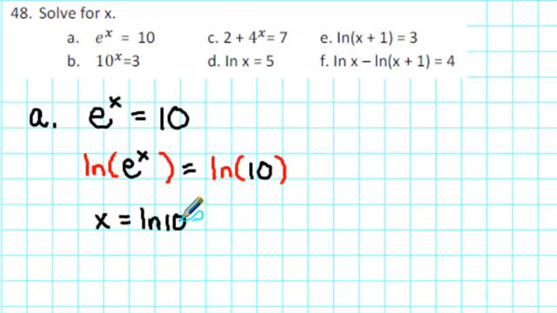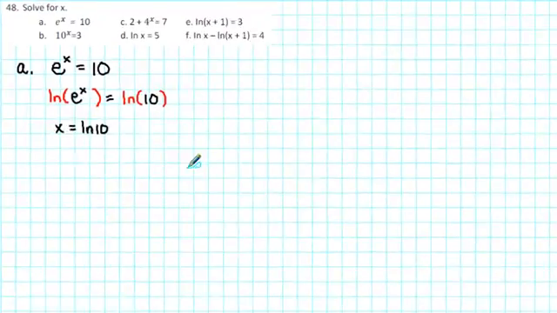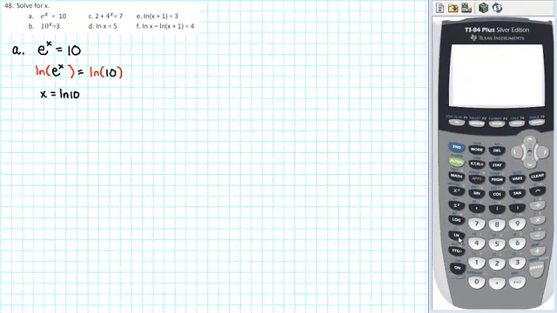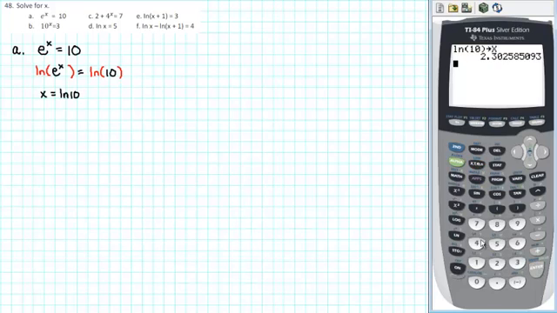Now it's good to check and make sure that your solutions work. You can use your calculator to do that. In this case, we would enter the natural logarithm of 10 as our answer, and then store that as our variable x. We can see that x is approximately 2.303.